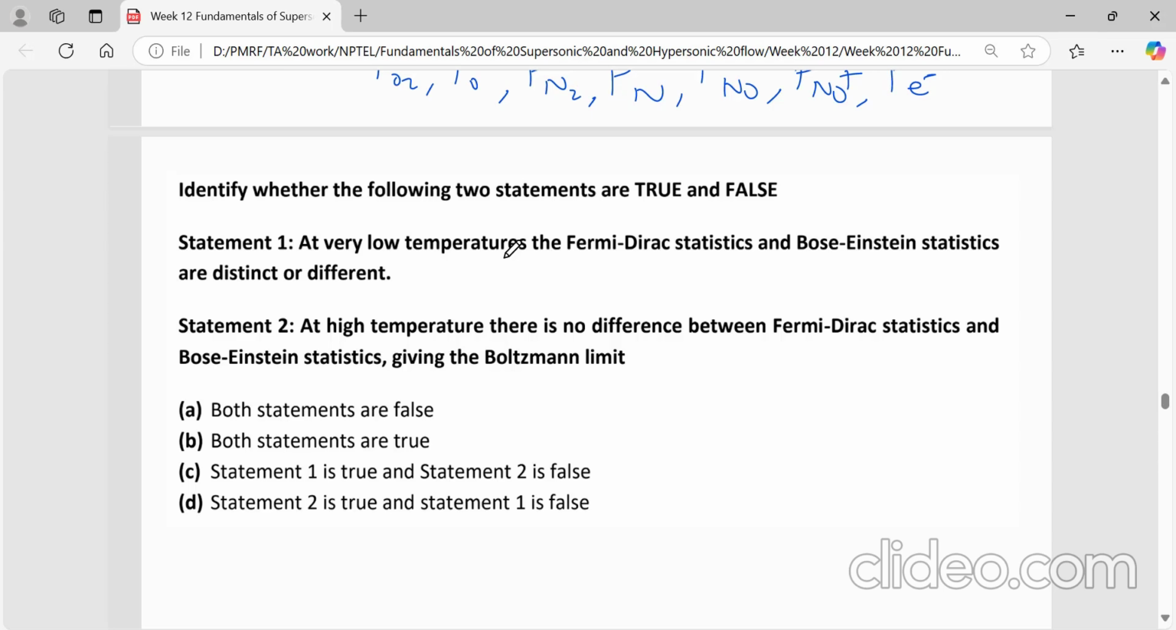Option A: both statements are false. Option B: both statements are true. Option C: statement 1 is true and statement 2 is false. Option D: statement 2 is true and statement 1 is false. So it is about the Fermi-Dirac and Bose-Einstein statistics. So which one is the correct option?